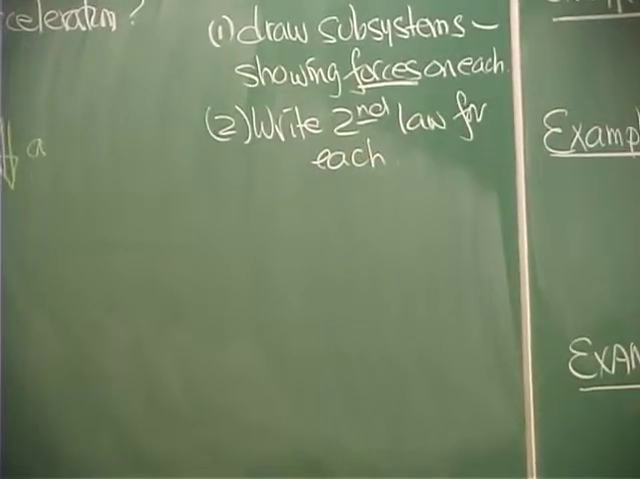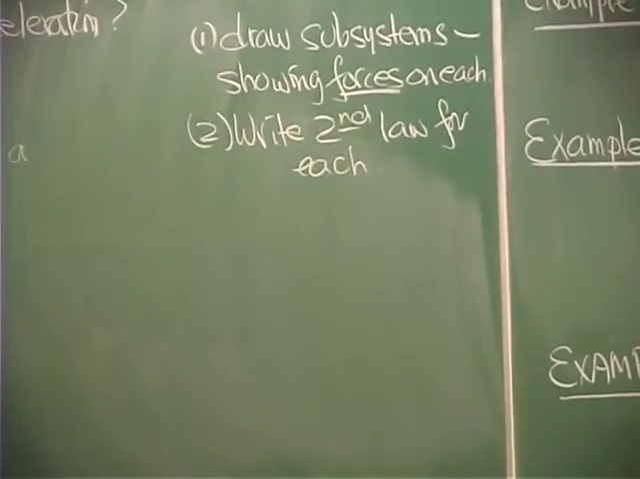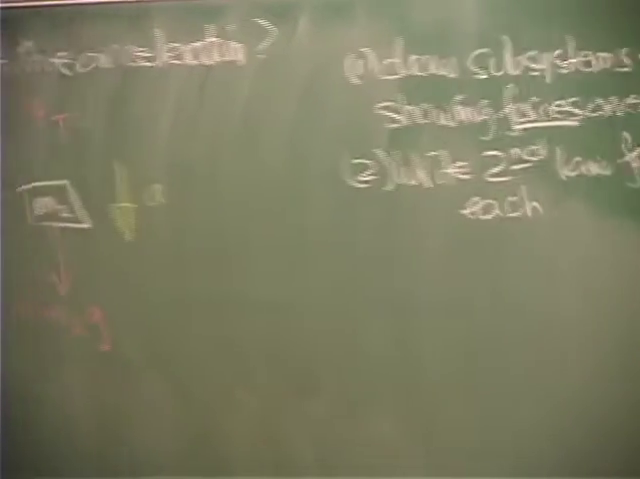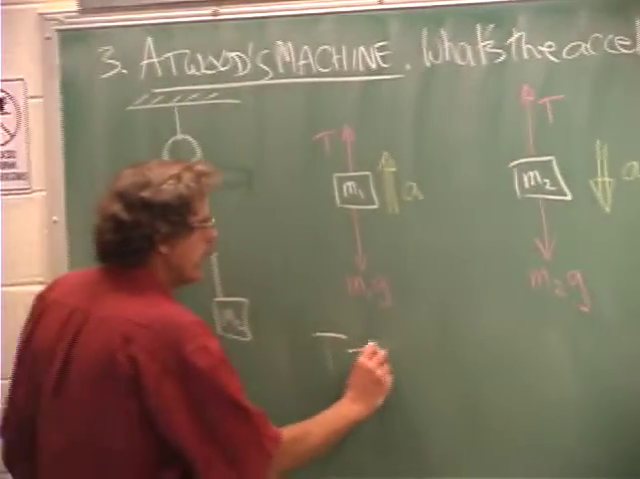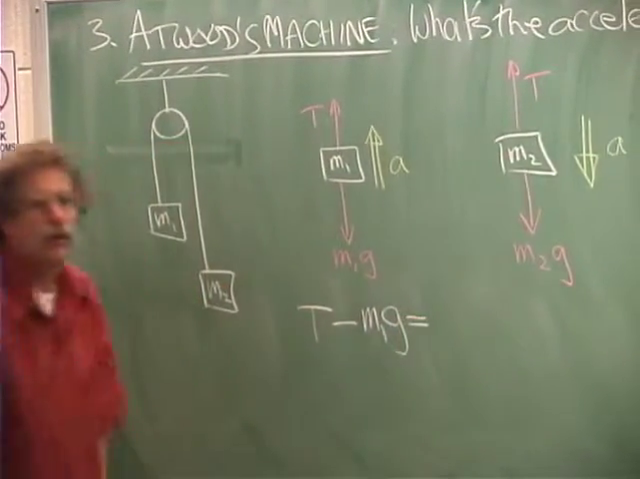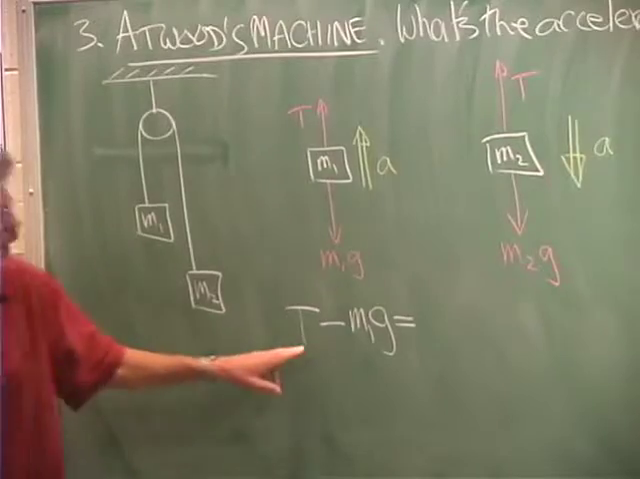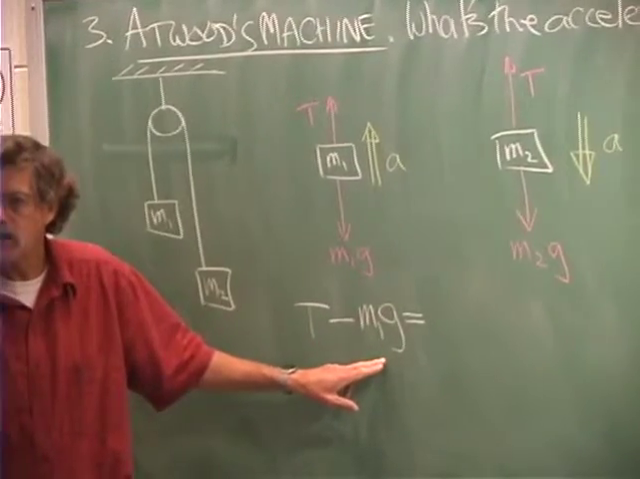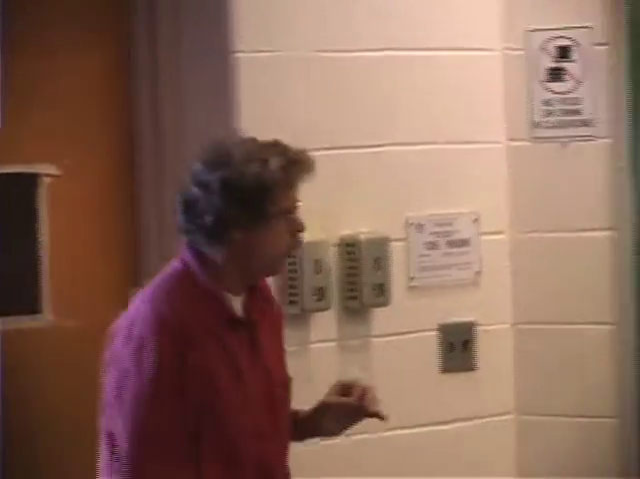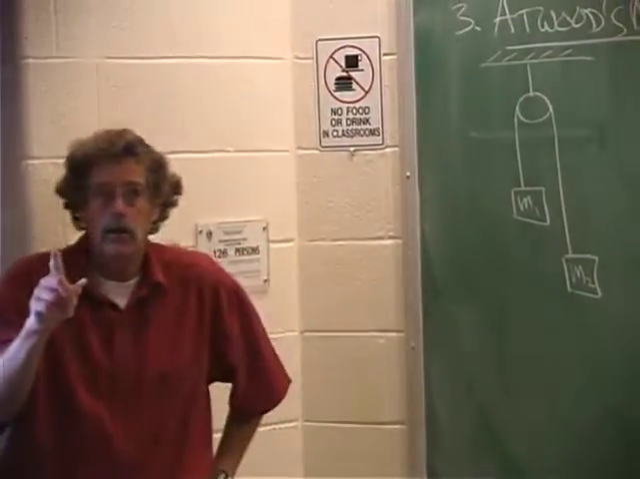Write Newton's second law for each object. What's Newton's second law say for this one? The positive direction is upward. Pulling upward is T. Pulling downward, therefore with a minus sign, is M1G. That's equal to, this is the net force in the conventional positive direction. The net force, T minus M1G, is equal to, you tell me.